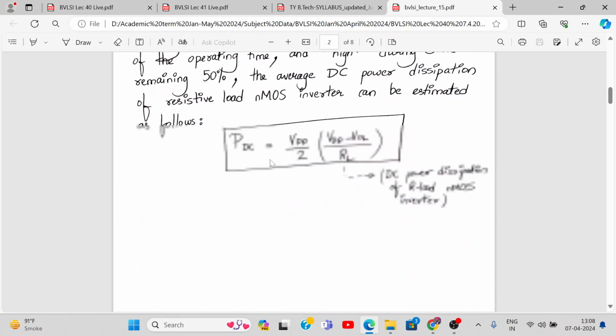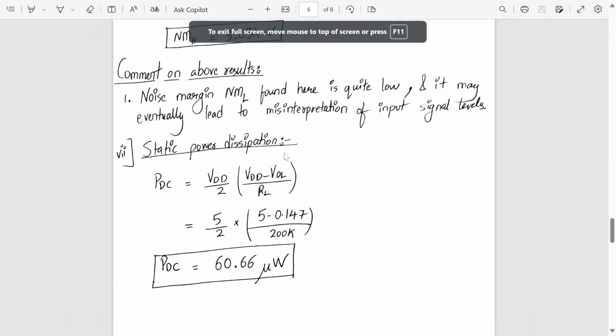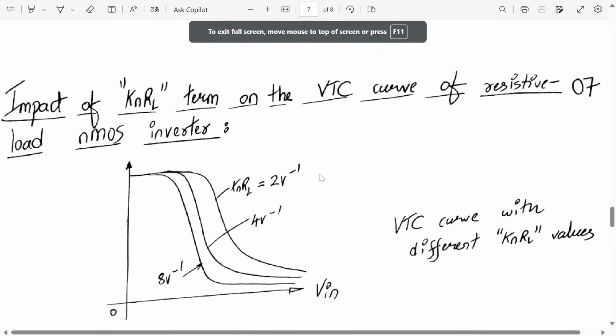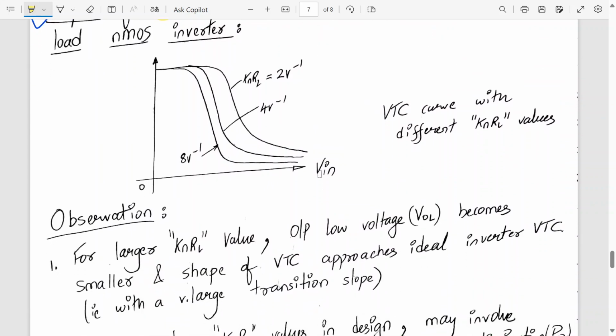Now there is one thing which I want to inform you all. We have just an information, it will hardly take 2 minutes. The first is the impact. This you will get in the preparatory documents. Impact of Kn into RL on the VTC curve. Okay, so these are the VTC plots for the different Kn into RL values. So as you can see, the higher the value, the closer it is to the steeper curve. This one, as you can see, and the lower its value, it's much away from the ideal.